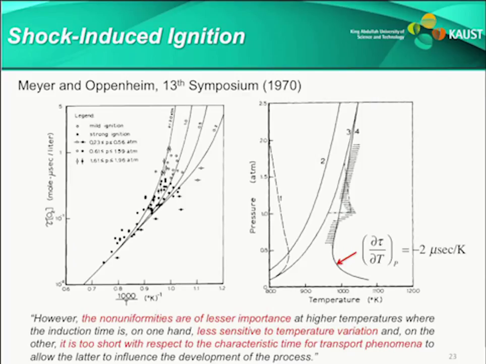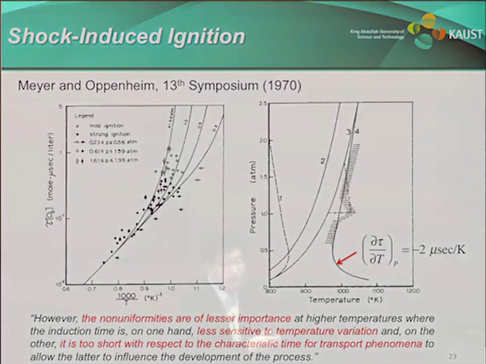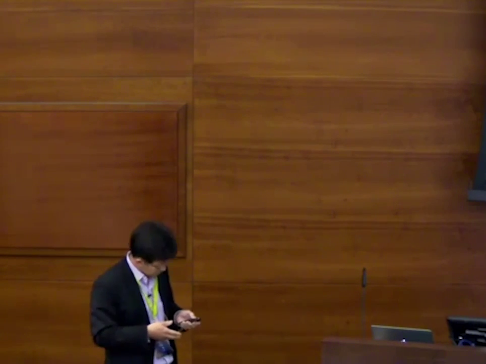I think this sentence taken from the paper really sums it up. What it's saying is that non-uniformity in the mixture is not as important as the mixture overall temperature goes up, because things are becoming very reactive everywhere. So it is less sensitive to temperature variation, and the ignition delay is too short with respect to the characteristic time for transport phenomena. So if a flame wants to propagate and make some difference anyway, everywhere else will ignite anyhow. That is essentially related to the supernova kind of pre-ignition shock phenomena.